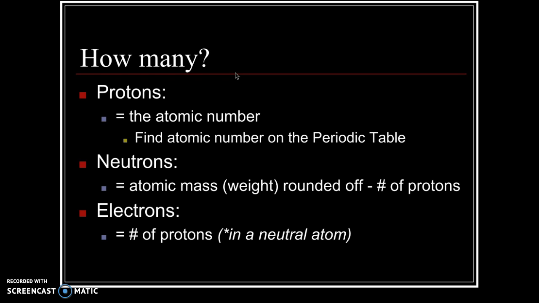So the number of electrons are equal to the number of protons. Since carbon has 6 protons, it also has 6 electrons. So if you're keeping track, carbon has 6 protons, 6 neutrons, and 6 electrons.